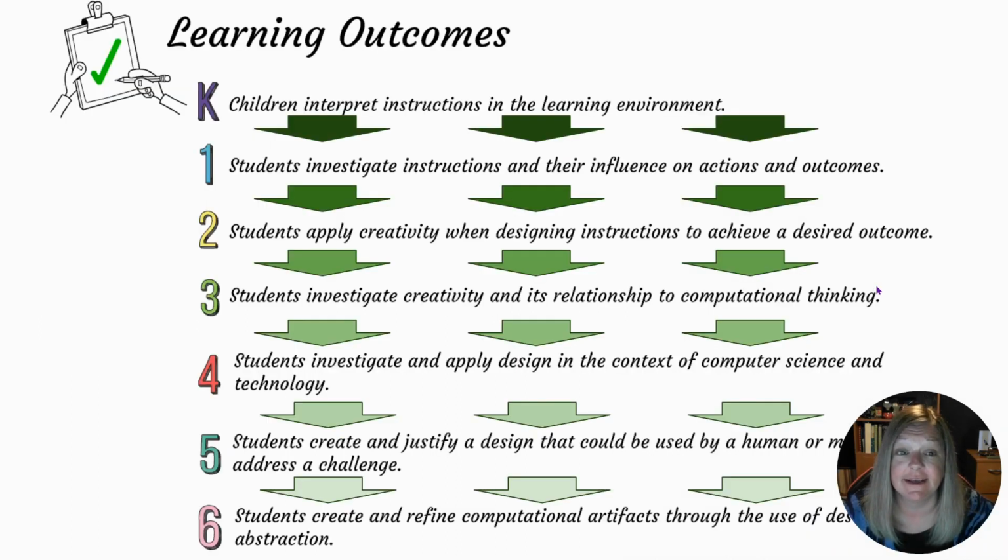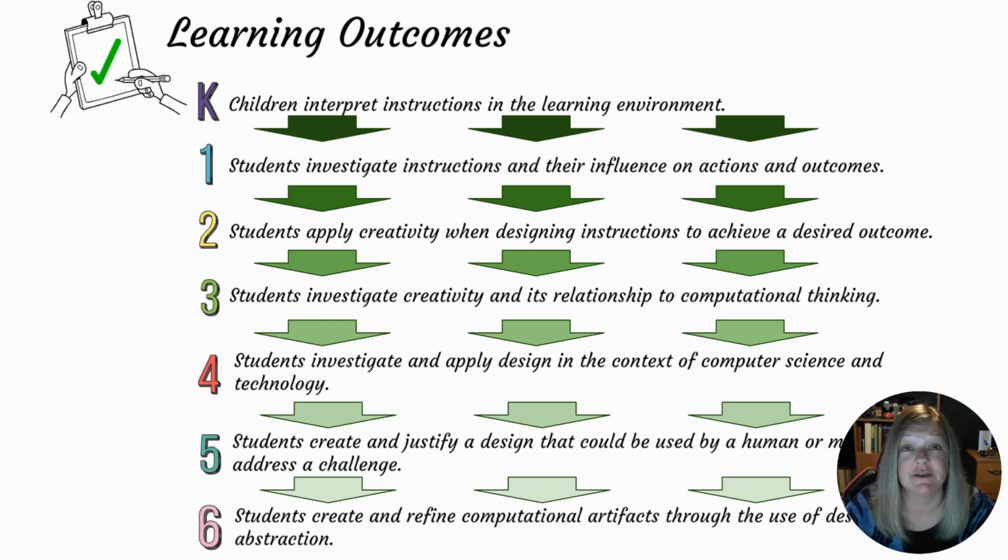In grades kindergarten up through grade 2, students are learning a lot about instructions, how to interpret them, how to follow them, and how to create them. These are some of the skills that you might need to cover with your students before you're able to fully reach the grade 5 skill, where we're talking about students justifying a design that could be used by a human or machine to address a challenge.